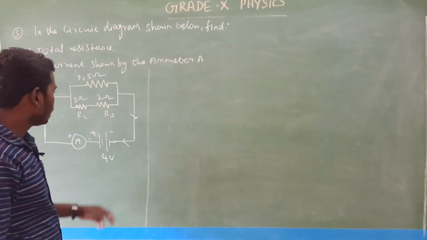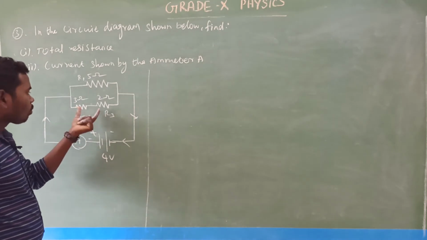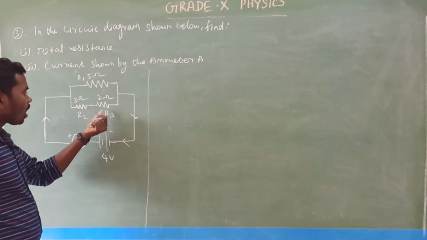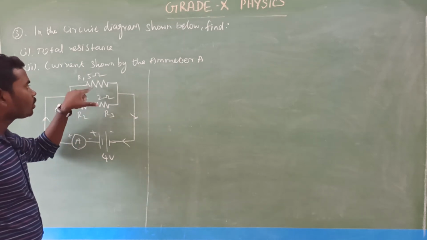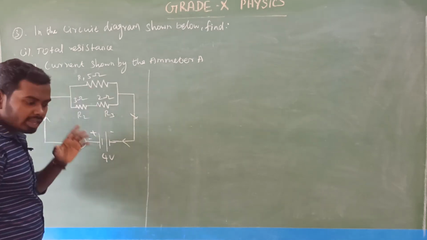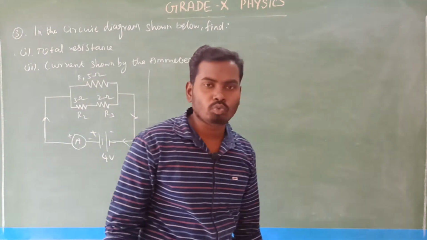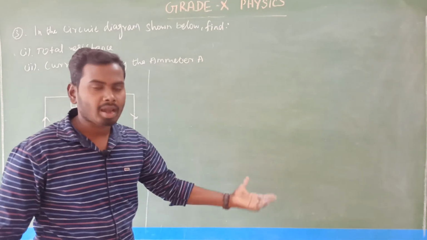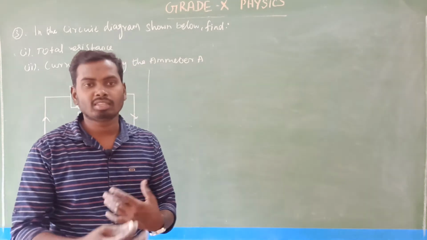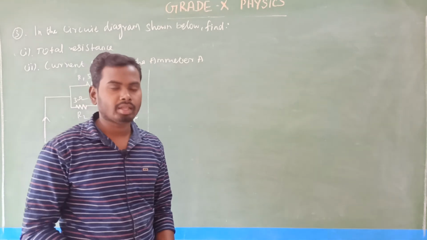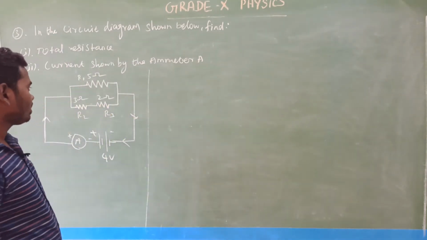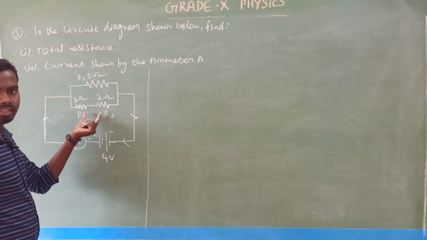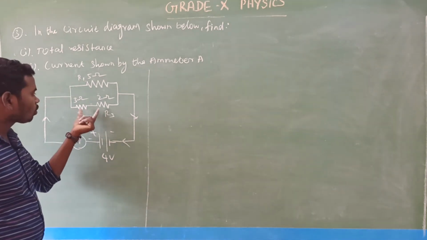Here the two resistors R2 and R3 are in series, but R2 and R3 together are parallel to R1. So we cannot say it is either a series circuit or a parallel circuit. It's a mixed combination of resistances. Then how can we solve it, sir? Look here. R2 and R3 are connected in series.